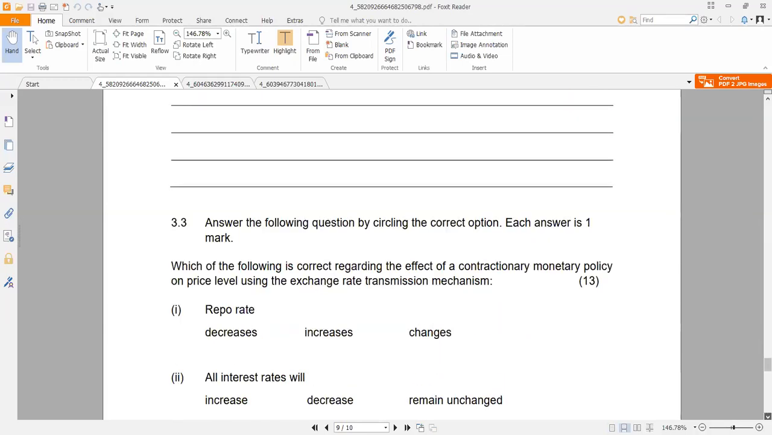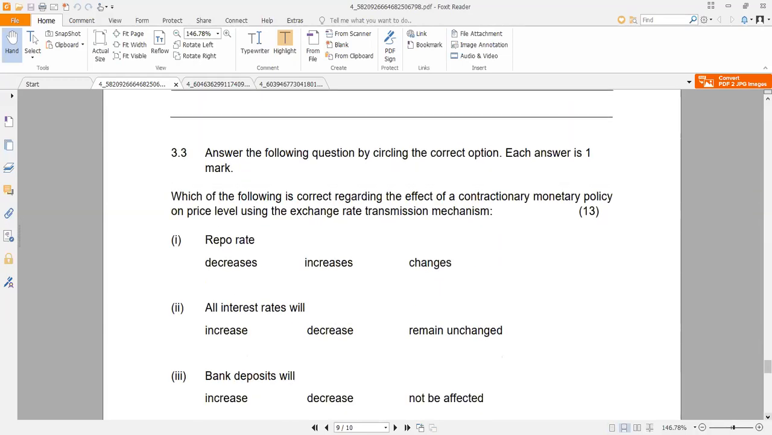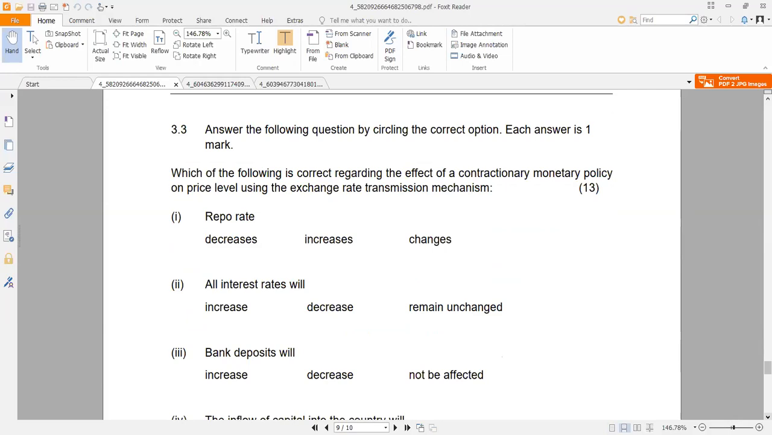And then question 3.3: answer the following questions by circling the correct option. Each answer is 1 mark. Which of the following is correct regarding the effect of contractionary monetary policy on price level using the exchange rate transmission mechanism?